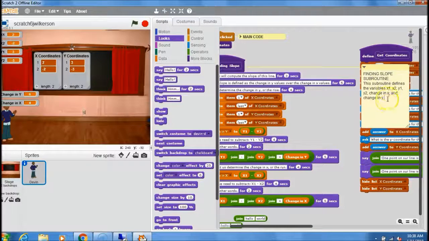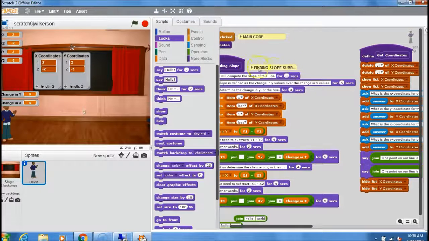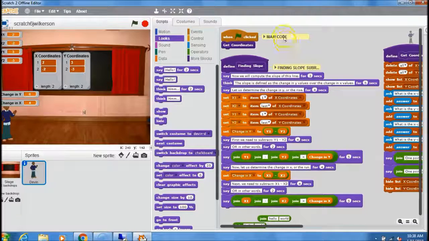So it defines these variables. It also computes the values for these variables to be used in computing the slope of the line. Okay, and then I can just shrink that down. Now somebody could come into my work and read what's going on here.